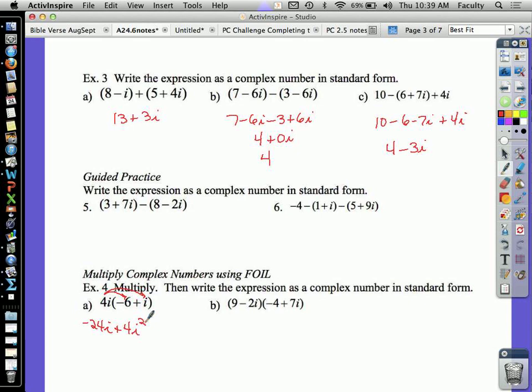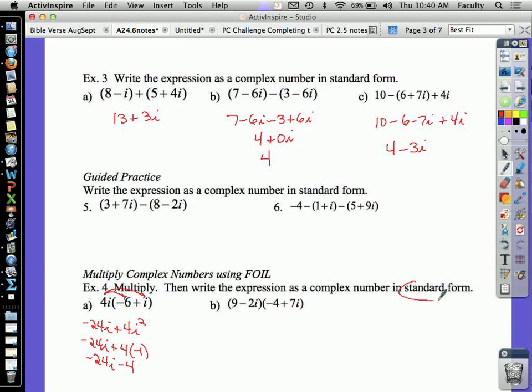Well, do you remember what I told you? i equals the square root of negative 1, but what's i squared? Negative 1. So every time you see an i squared, you can't leave it in your final answer. You need to replace i squared with a negative 1. So I get negative 24i minus 4.